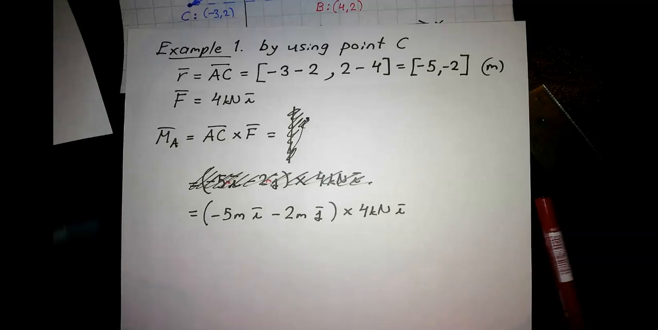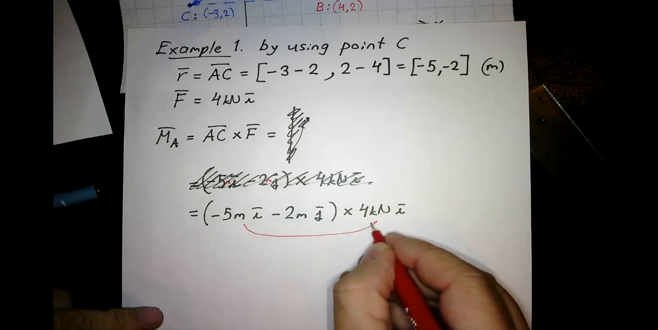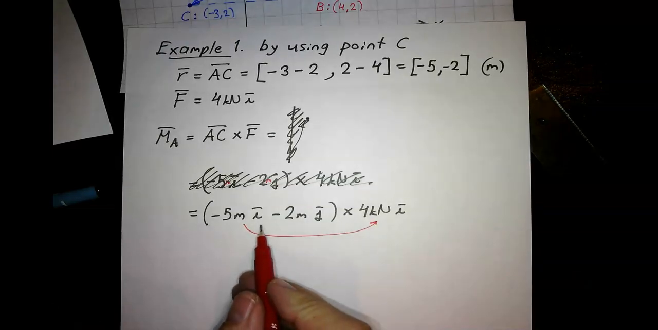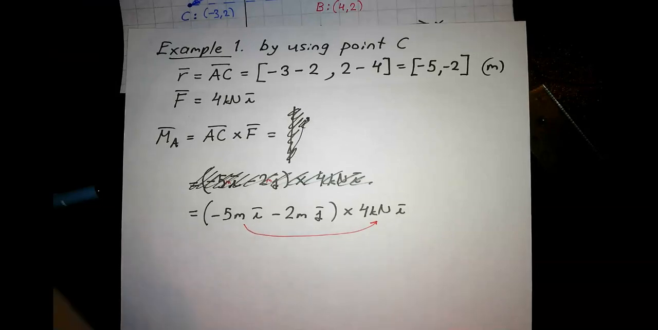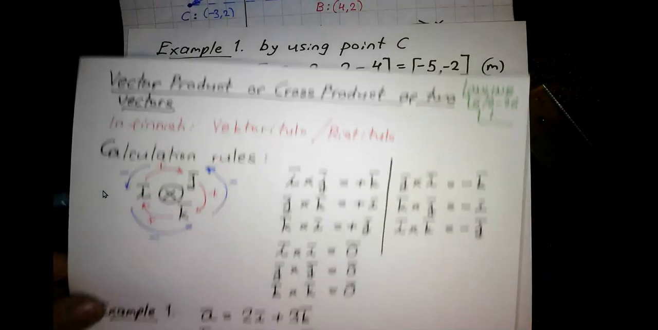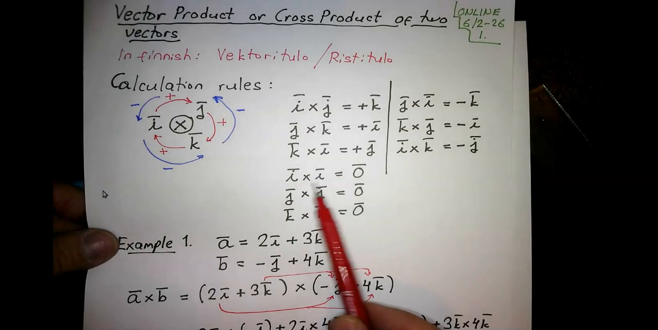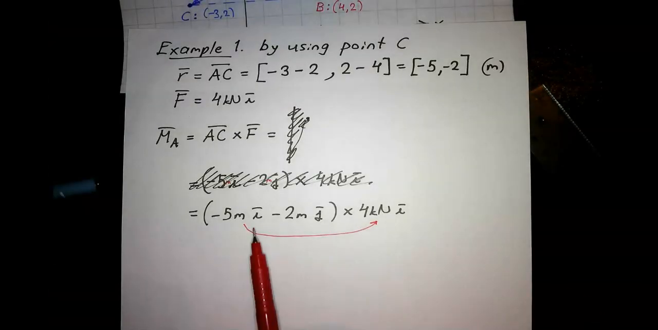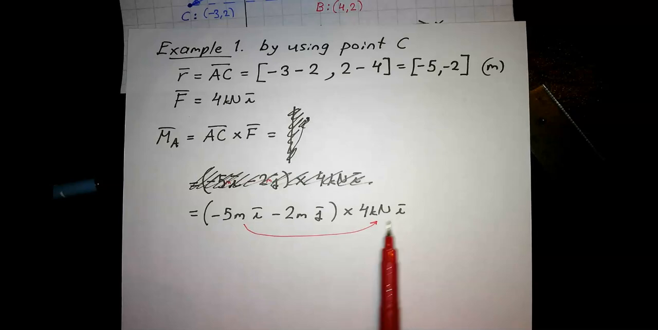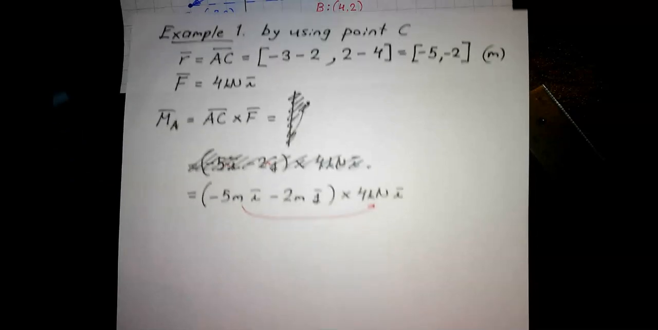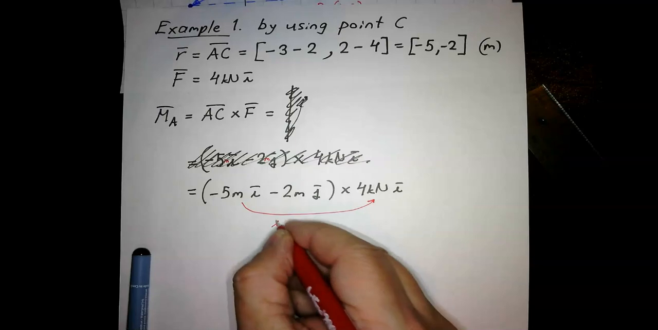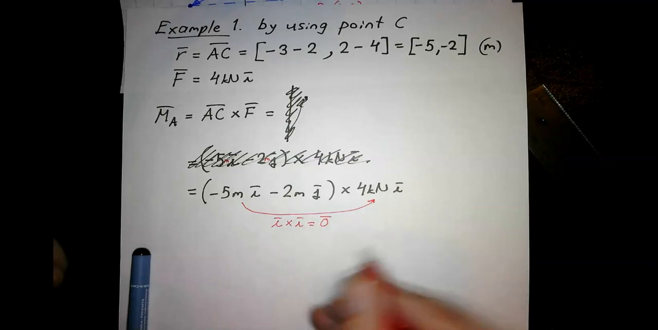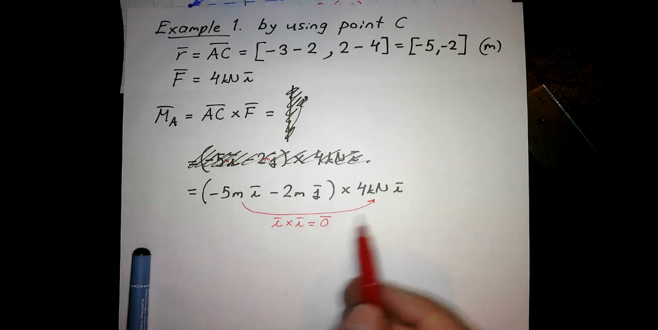So how do we calculate this? We have multiplication with these. Actually, we can see that there is i cross i. In the beginning of this lesson today, we had these rules here. If we have i cross i, then that is the zero vector. So i cross i will give us 0. I will write i cross i is the 0 vector. That does not give us anything.